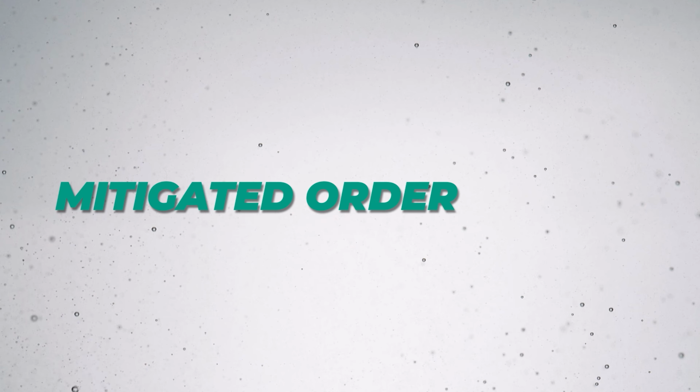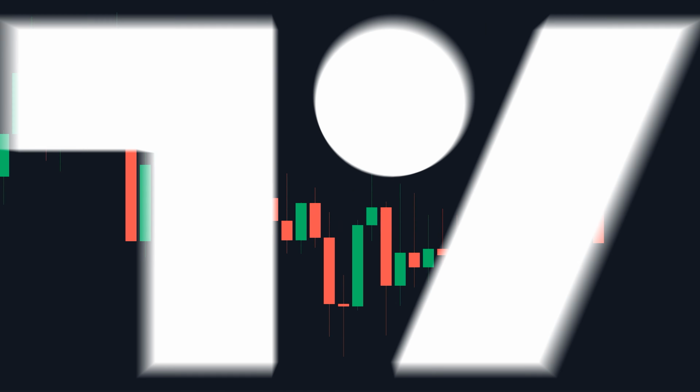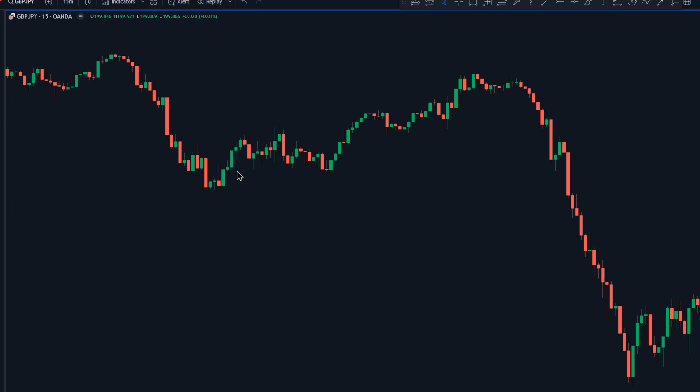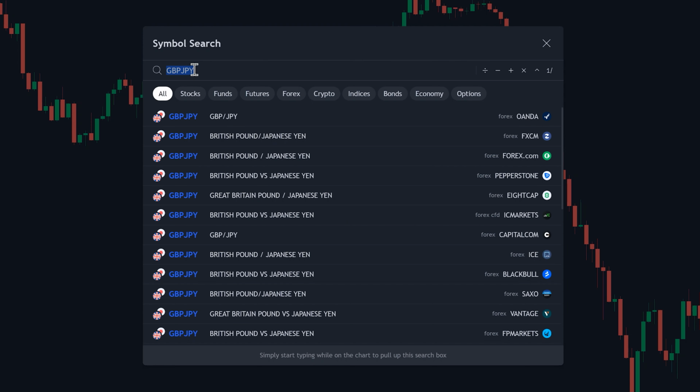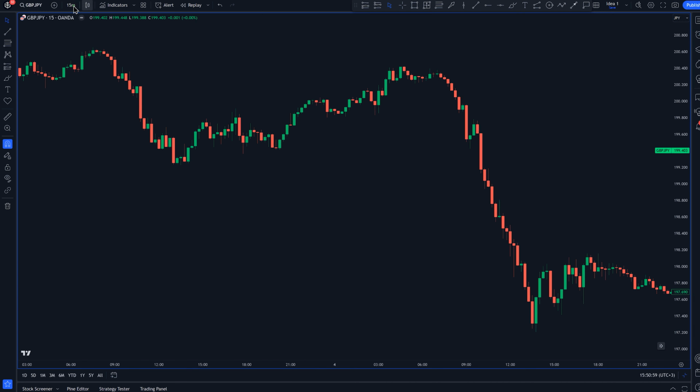In this video, I'm going to showcase an awesome indicator that we can use to profit from mitigated order blocks. To add this indicator to your chart, you want to go to TradingView and then load the 15-minute time frame of GBP-JPY. But you're not going to be limited to this because you can actually use this indicator on any trading security and on any time frame.